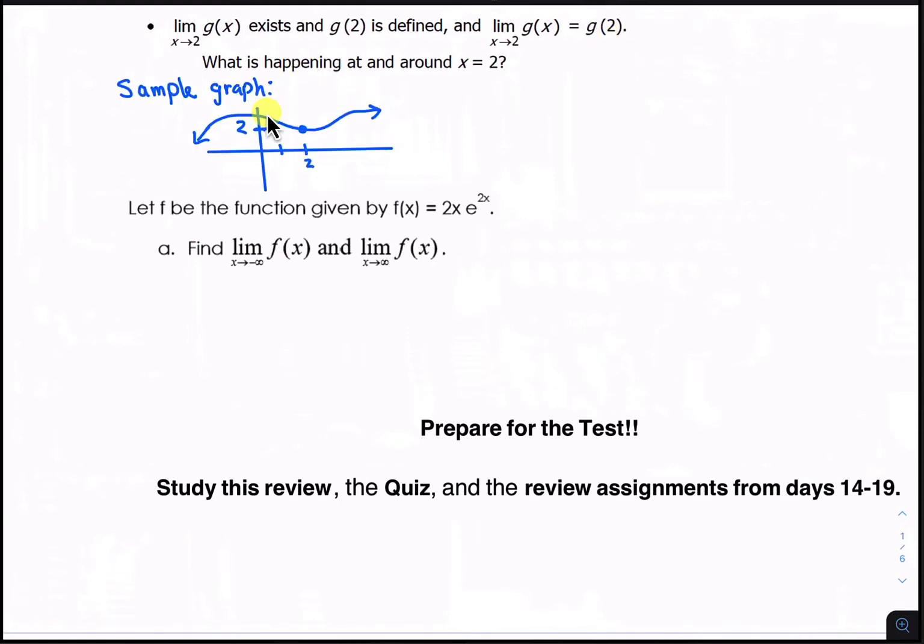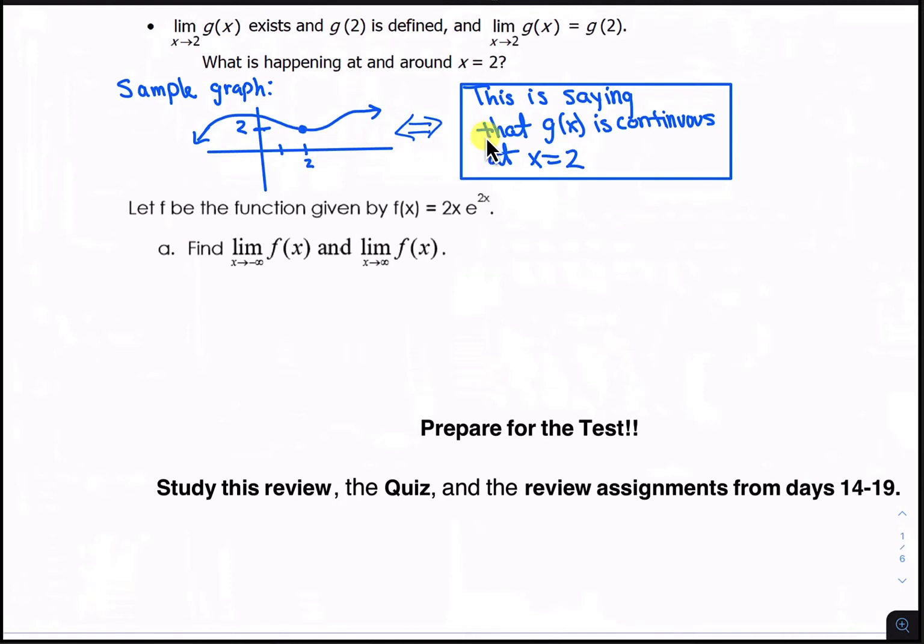This is what it would look like. Limit from the left is the same as the limit from the right, and when you get to 2, you do have a y value there, and that y value is the same as the limit. So what are we saying? We're basically saying that this is continuous at x equals 2. The function g is continuous at x equals 2.